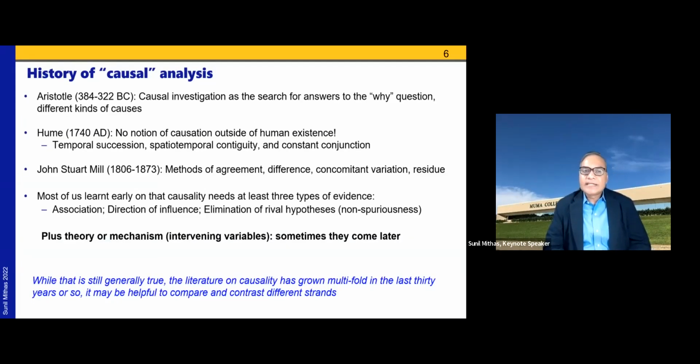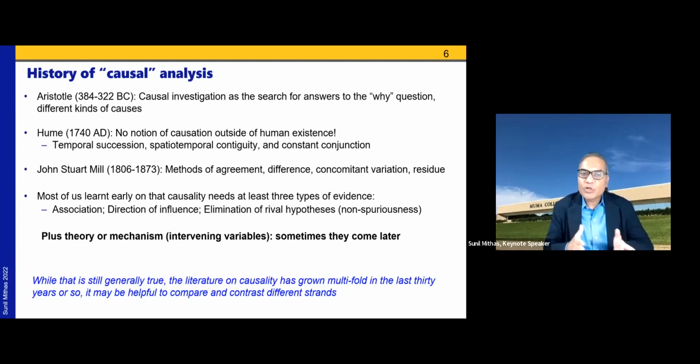When it comes to the history of causality, this issue has attracted the attention of philosophers for a long time. I showed you the quote in the previous slide, starting 2,500 years ago. And till around, let's say, 1740, David Hume, a big philosopher, made the point that there is no causation outside of human existence. It is we humans who worry a lot about causality. The point he made was that this is, at the end of the day, only an inference that we make. There is no reality outside of human existence.